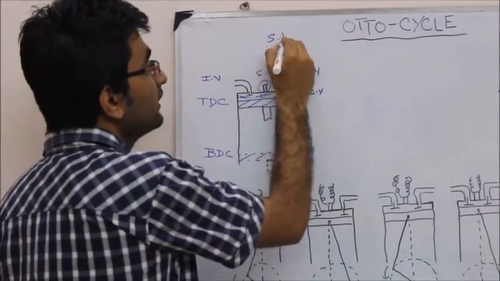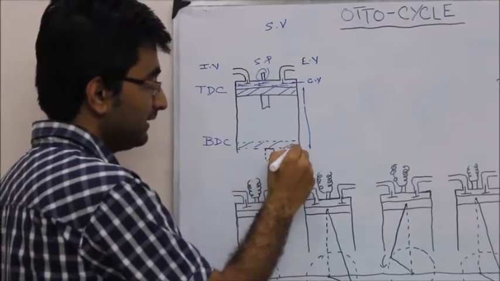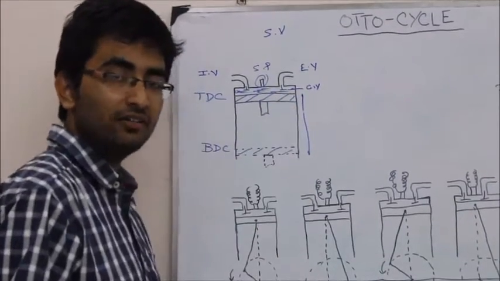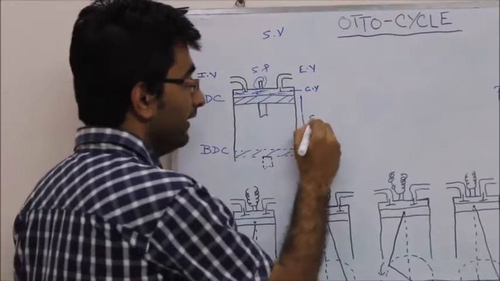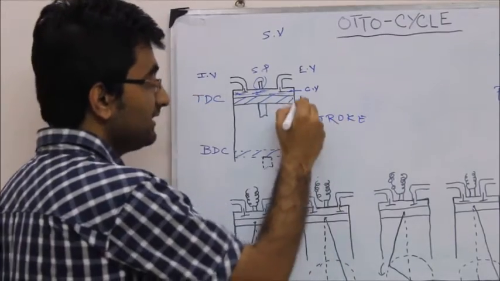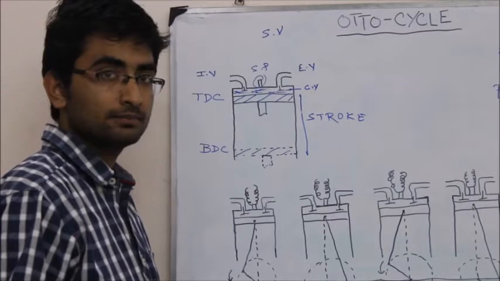SV is the swept volume, and the distance from BDC to TDC that is covered is known as the stroke. So this is the stroke, and the volume is known as swept volume.